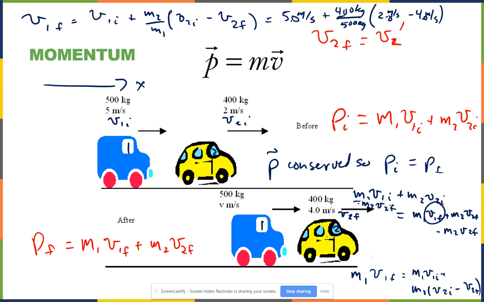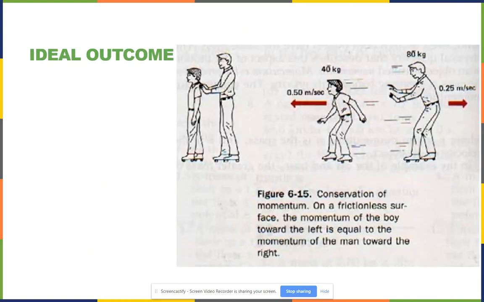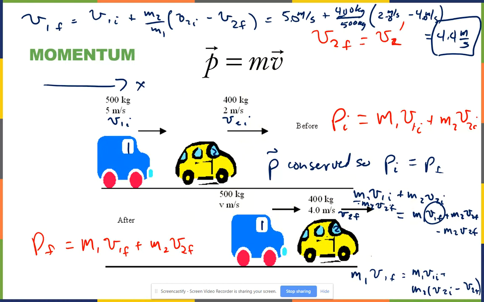So I just put that in the old calculator. Of course, 2 minus 4 is minus 2. Minus 2 times 4 fifths, minus 2 times 0.8 is minus 1.6. 5 minus 1.6 is 4.4. And so we're able to calculate how fast it was moving after the collision just by using conservation of momentum.